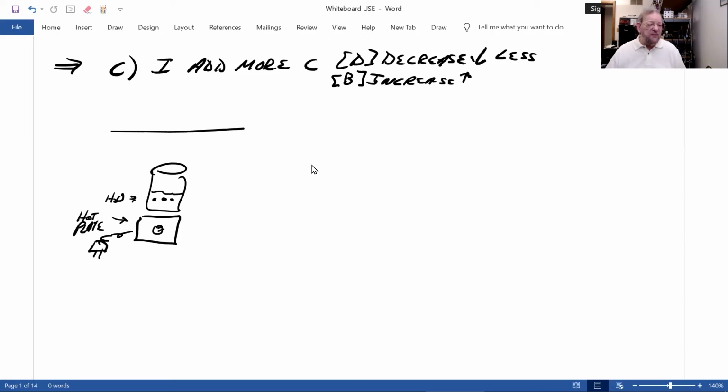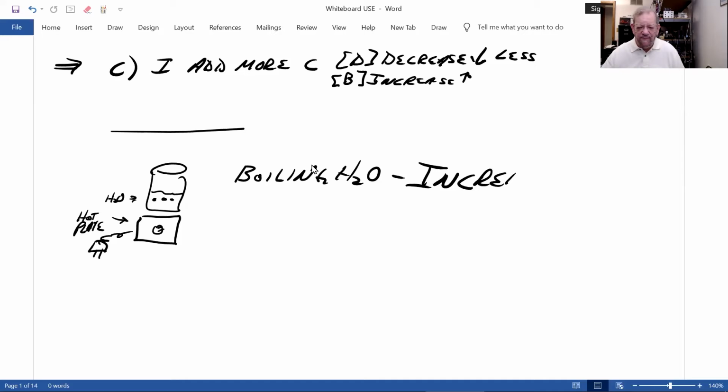Now, when you put a reaction, like in a test tube, in water, what happens? When you put a test tube in boiling water, you increase the heat. You add heat.